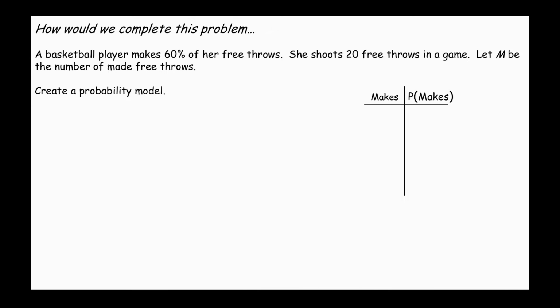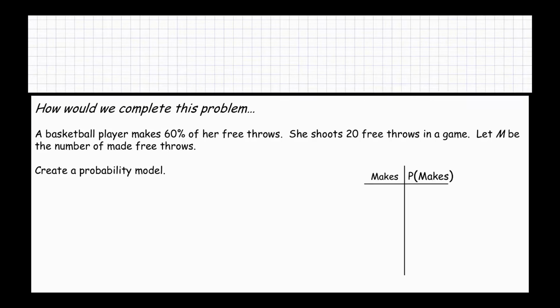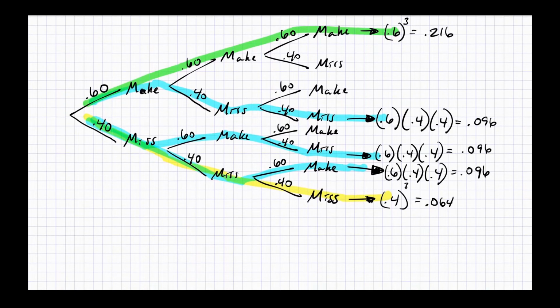Let's take a look at this problem. It sounds very familiar, but what's the difference between this problem and the one you just did? How many shots did she take? This is my table for 3. How big will my table be if I have to do 20? I can't even fit it. It's going to be microscopic.